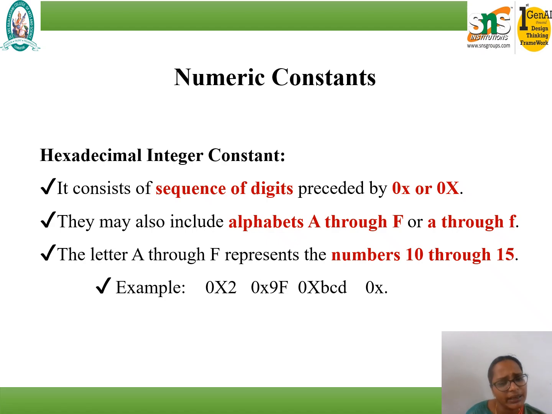Next, the hexadecimal number. It is a sequence of digits starting with 0x, small x or capital X. The alphabets A to F and small a to f will be taken. A to F represent the values from 10 to 15. Here I have given examples using numbers and also alphabet characters.